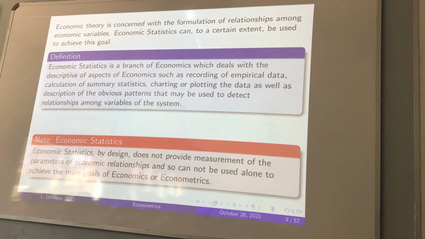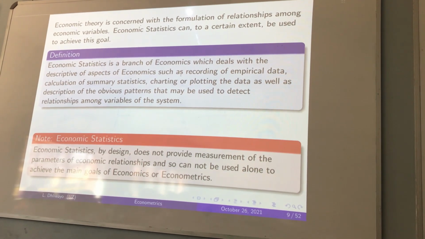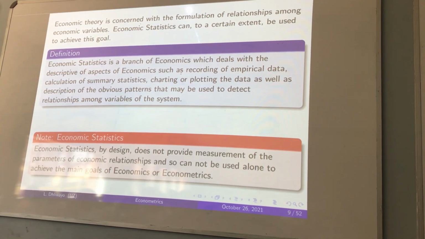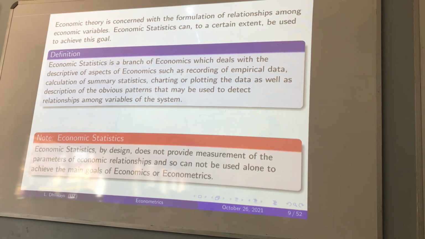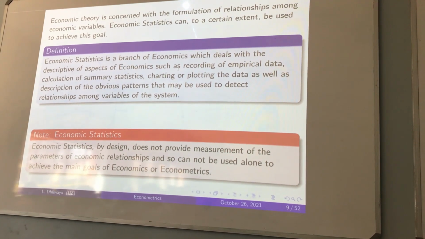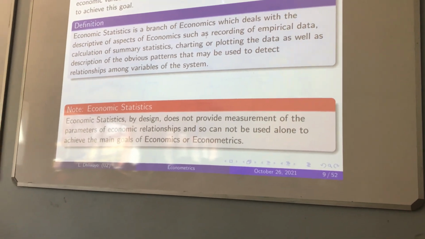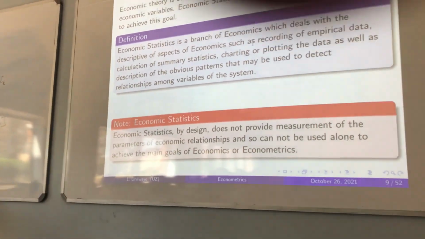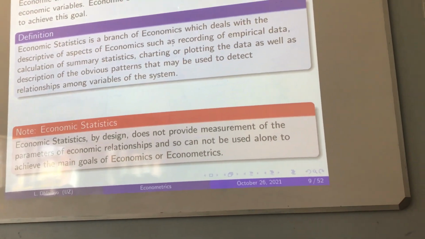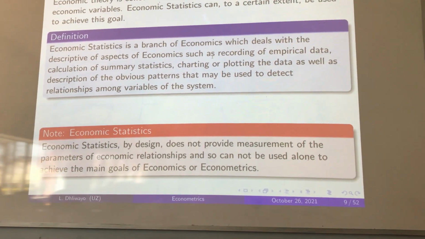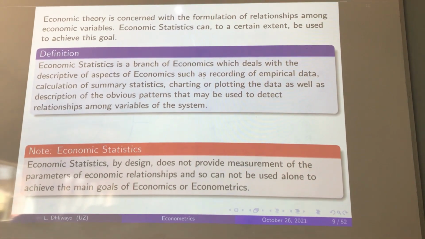Okay, which is summary statistics. What are summary statistics? Mean, mode, variance, and so forth. Then charting: histogram, bar chart, pie chart, and so forth. Then what else? Obvious patterns. You make use of time series plots and so forth. You see the patterns, how it's going over time.